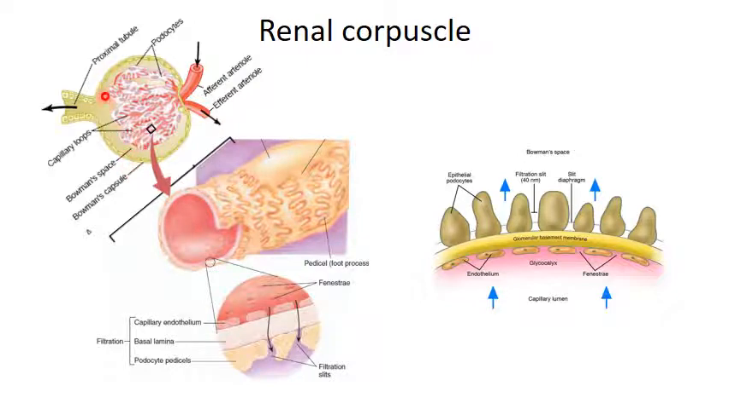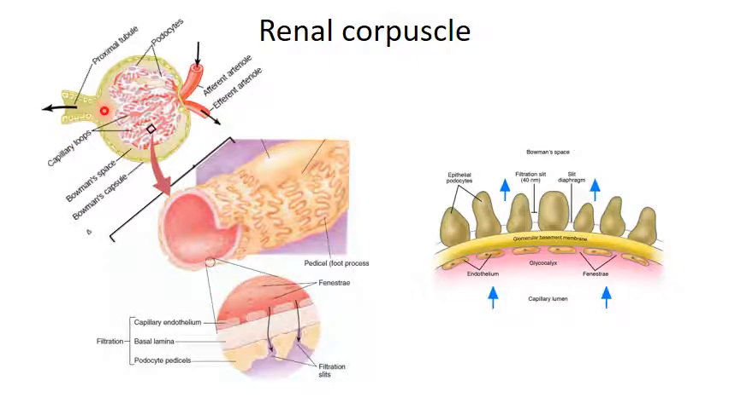Between the parietal layer and the visceral layer, there is a space, and this space is called Bowman space. Bowman space is a space in which the glomerular filtrate, which is plasma filtered out of the glomerular capillaries because of high pressure inside, is collected. So the glomerular filtrate is received by the Bowman space, and then from here it enters into the renal tubule.